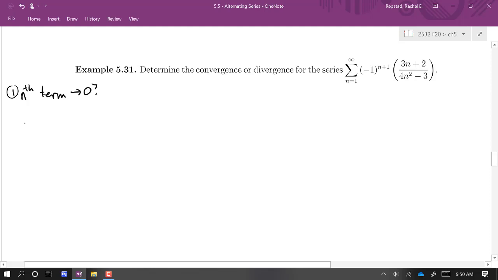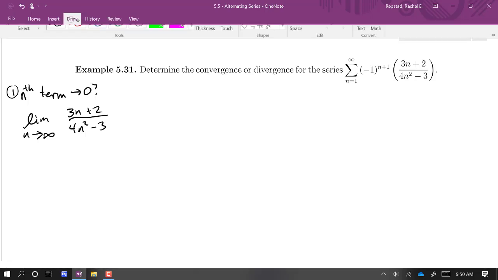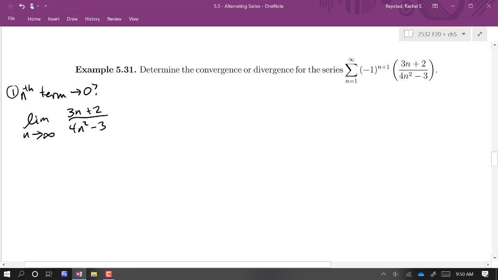So let's look at this. The limit as n approaches infinity. I ignore the alternating part, so I just want to look at this limit: 3n plus 2 over 4n squared minus 3. The top and the bottom both blow up, and you could use L'Hopital here, but also some algebra just works. So we can multiply the top and the bottom by 1 over n squared.